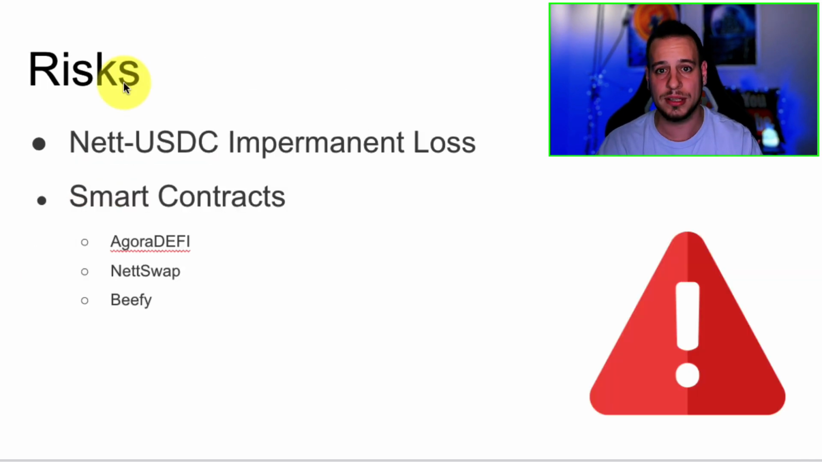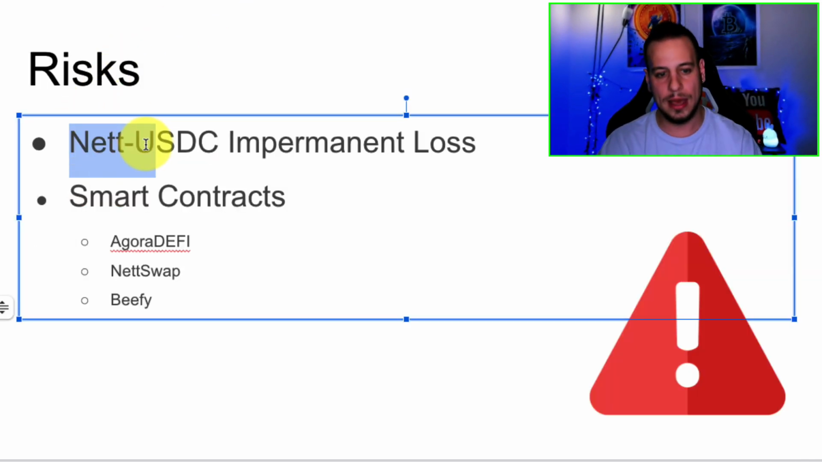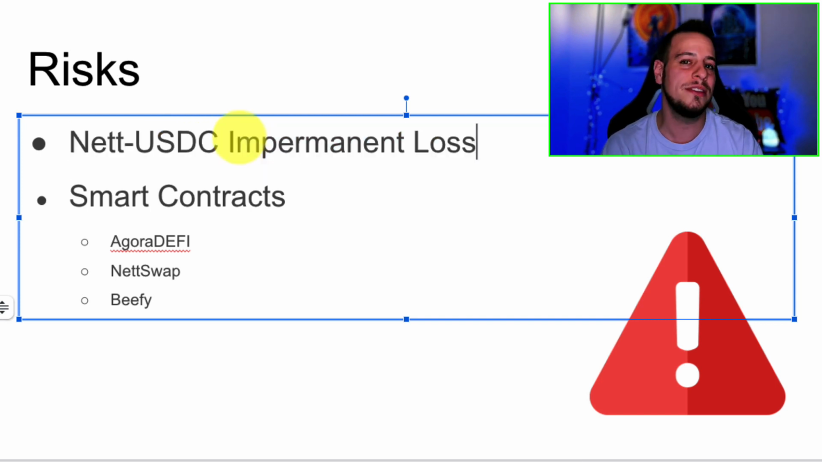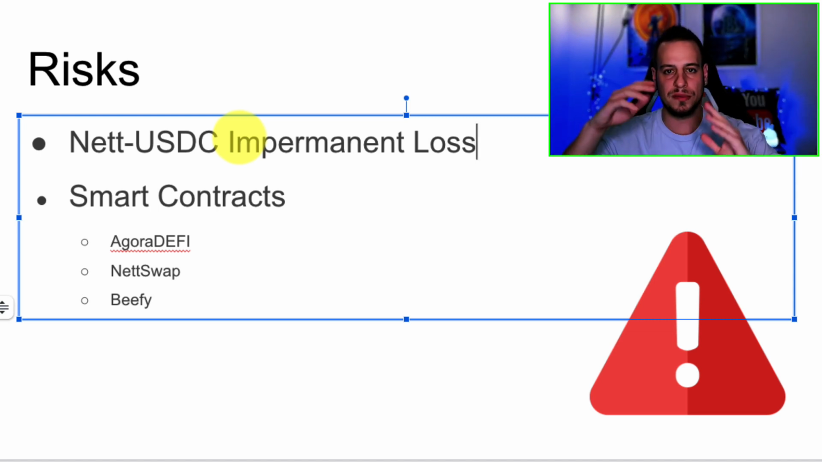Now, there are risks. Let's talk about the risks. So the first risk is impermanent loss. I'm not going to explain too much what it is here. It's basically because when you provide liquidity for Net-USDC, the balance of the tokens that you provided is being changed.